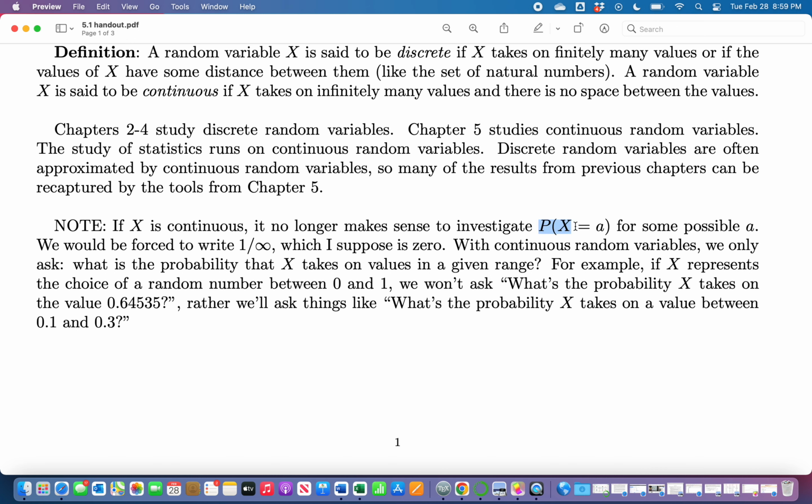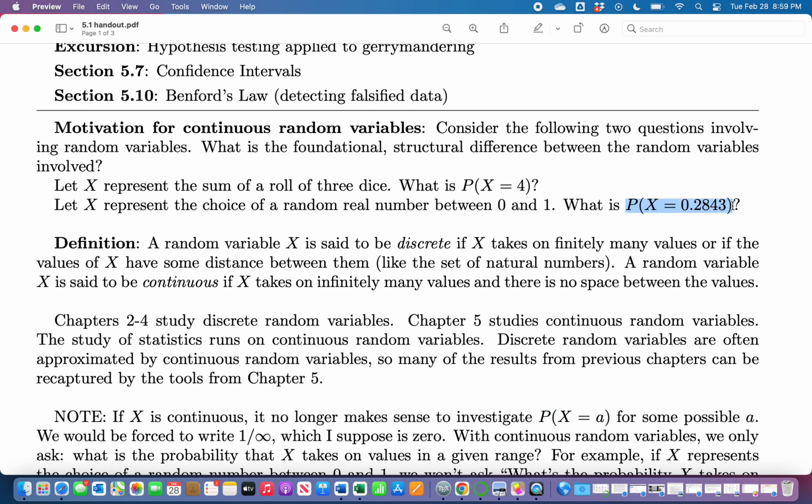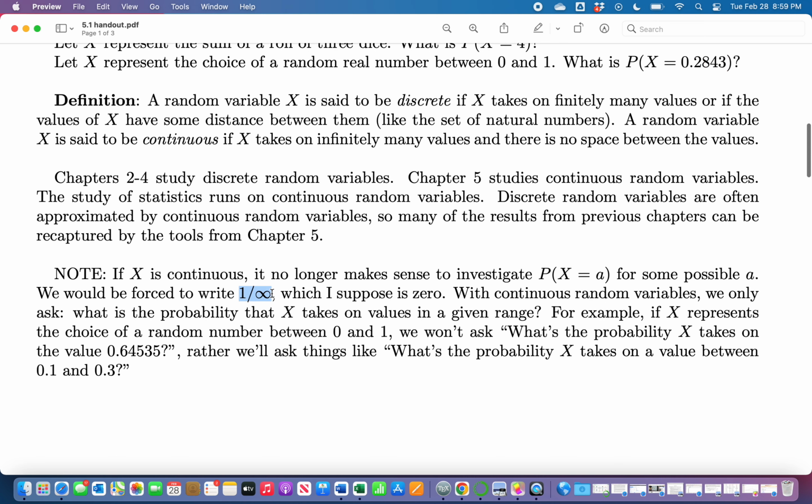you never think about the probability of getting some exact value anymore, because, like back up here, what's the probability of seeing that exact number? Well, the sample space size is infinite. Like there's infinitely many numbers between 0 and 1. So this is one value, and there's infinitely many values. So I guess you'd be writing this, which is 0. So the probability of seeing some exact number when x is continuous is just 0. So you don't even bother with these kinds of quantities anymore.